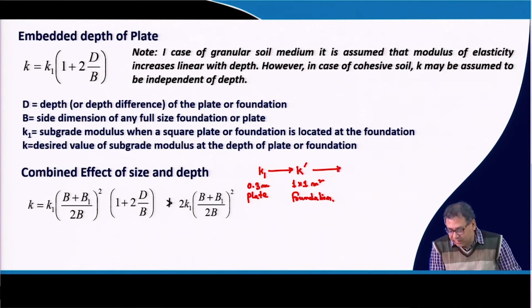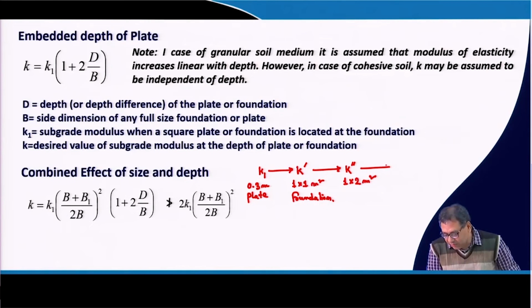Then you can convert it to a 1 cross 1 meter foundation. Then you can convert it to K double dash, that is for a 1 cross 2 meter square foundation. Then you convert it for a foundation. Here all the 3 cases are surface foundation. Then you get the final K, that will be for 1 cross 2 meter with Df equal to 1 meter.